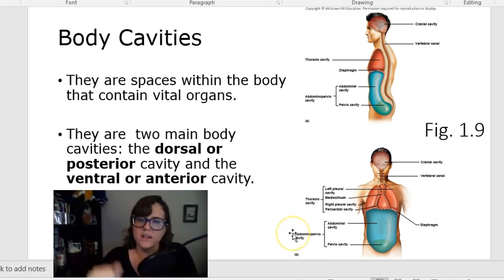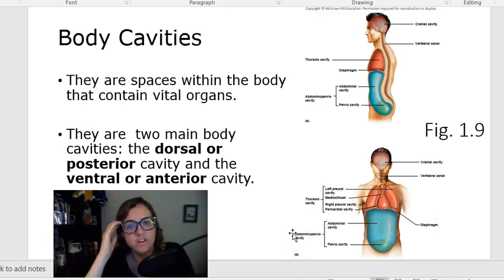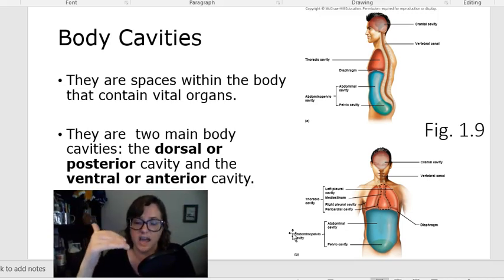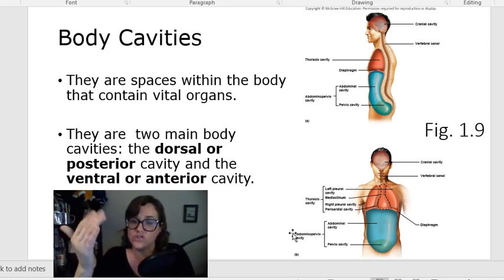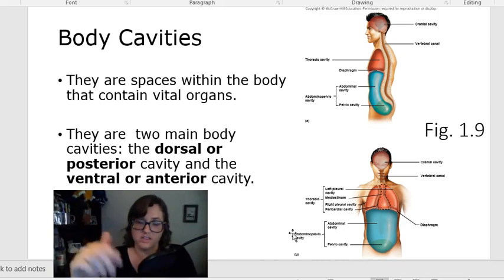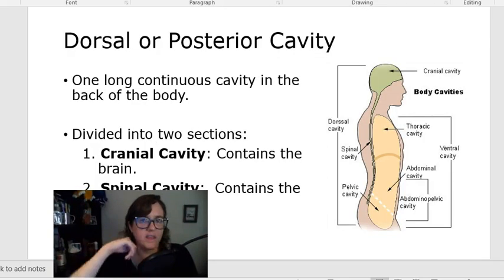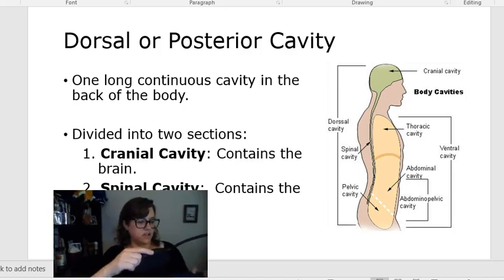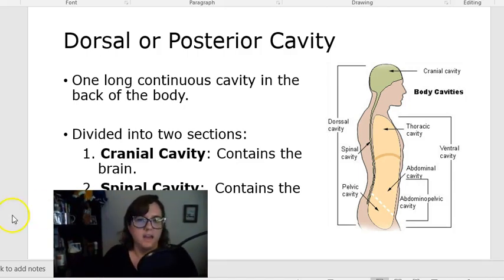Oh, one thing we didn't talk about is deep versus superficial. I need to put that in here. Deep means it's deeper into the body. Superficial means it's on top. So your skin is superficial to your stomach, okay, because it's on top. I'm going to put that in the lab. Okay. All right, so let's talk about each of these cavities. Oh, sorry for the mic spike. Okay.